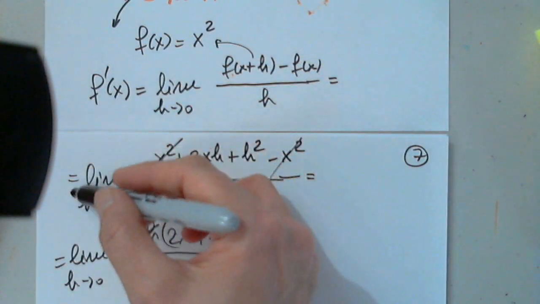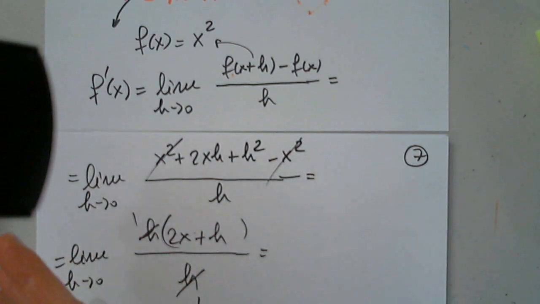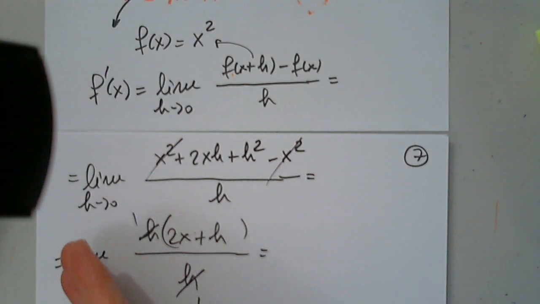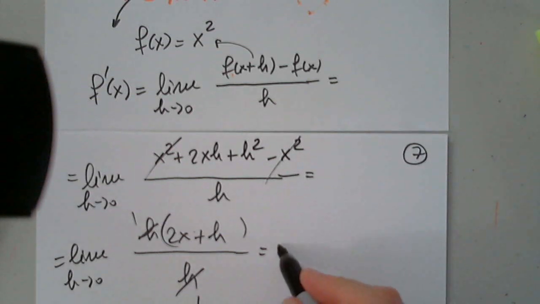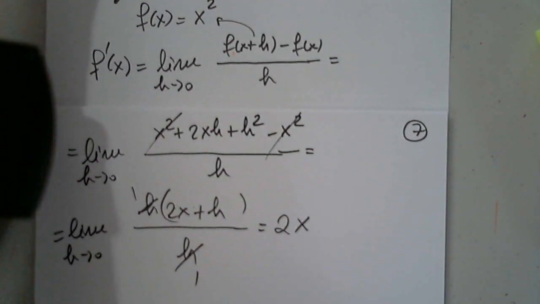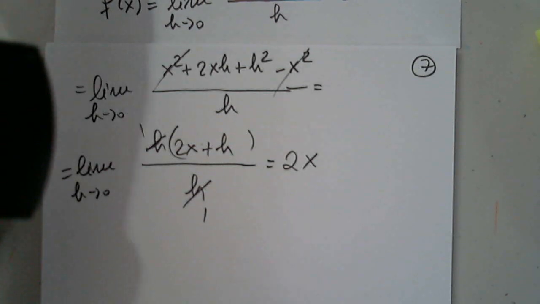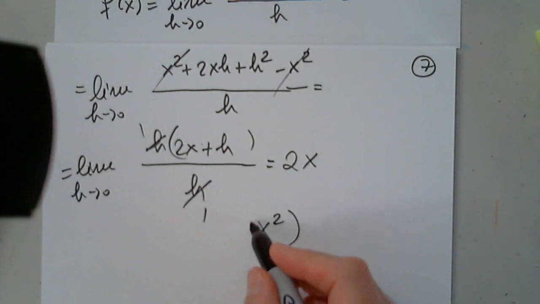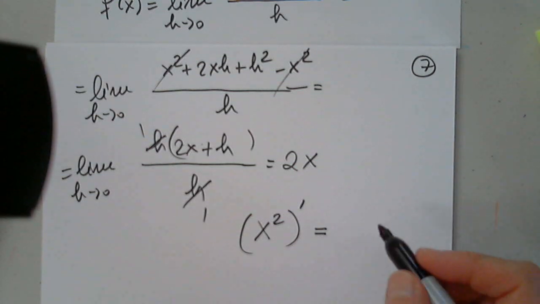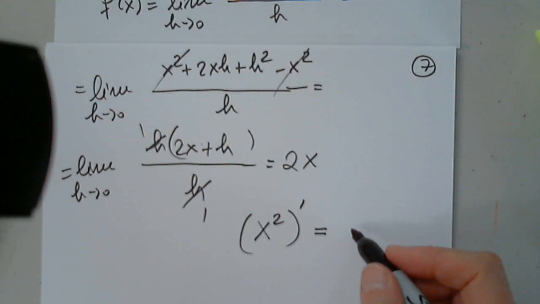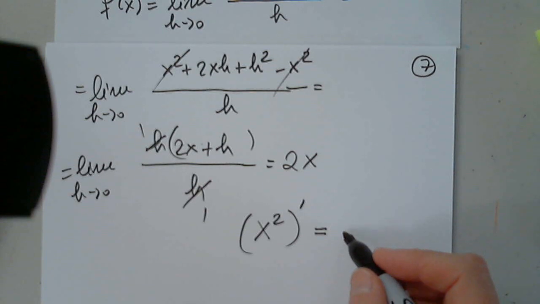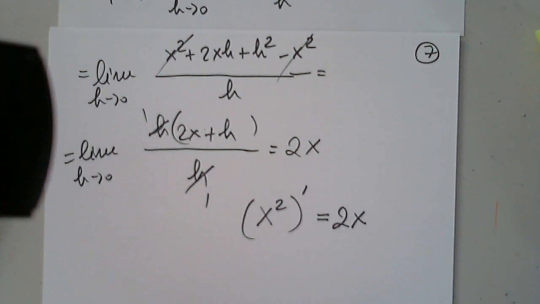Good. Okay, now, careful. The limit operator stays with us till we apply it. Now we are ready to apply it. Can anyone give us the final answer? 2x. Excellent. So moving forward, very easy to remember now. What is x squared prime? What does it equal? 2x. That's it. Awesome.